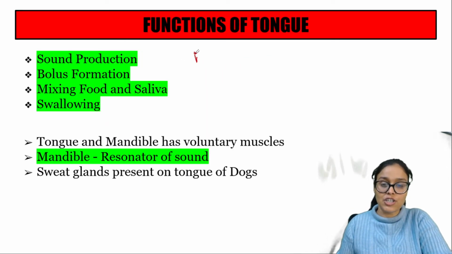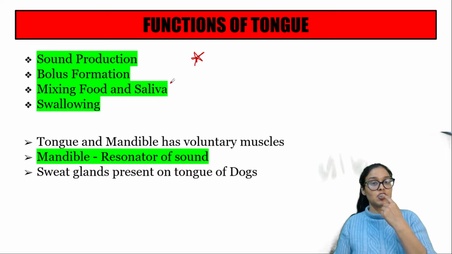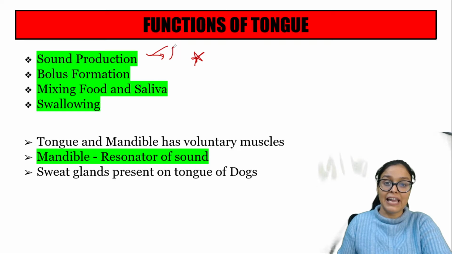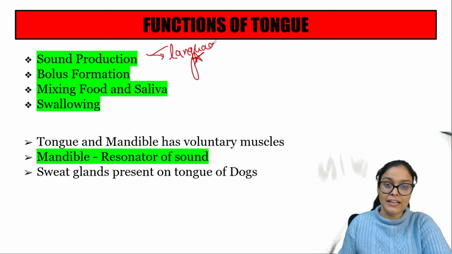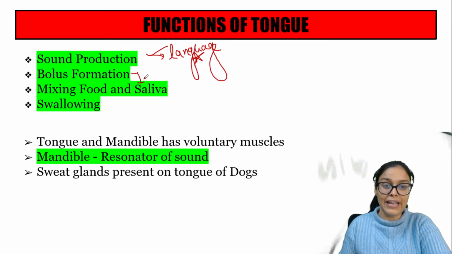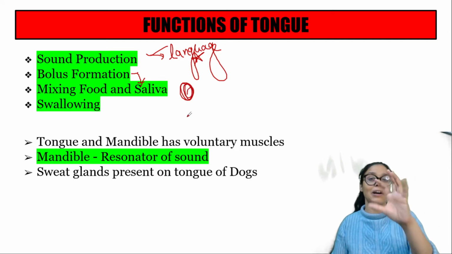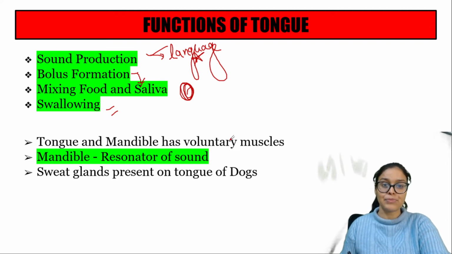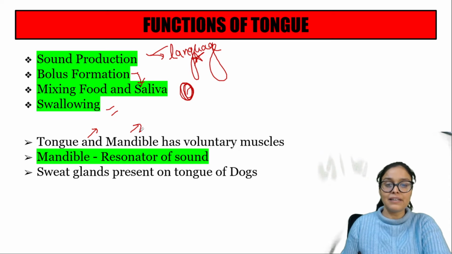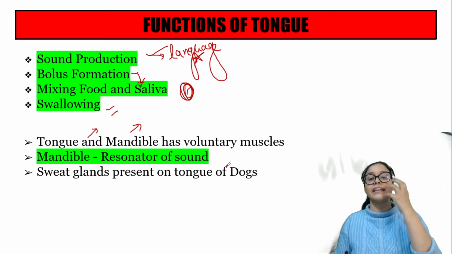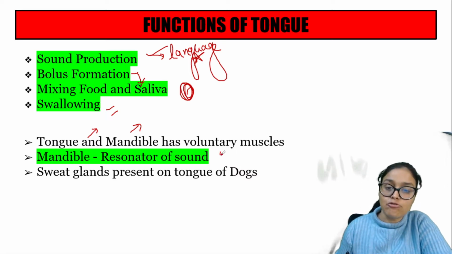Next, when we see the function of the tongue, what is the function of the tongue? We know sound production. Sound production means it will help us to say any language that we know. Bolus formation: you know, it will mix food and saliva and convert it into a ball-like structure, right? After chewing thoroughly, it will convert it into a ball-like structure and we will swallow it. It helps in swallowing. When we talk about the tongue and mandible, these are together, what will the tongue and mandible do together? These are voluntary muscles. Help in resonator of sound.